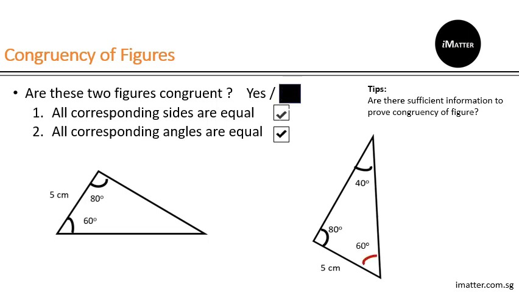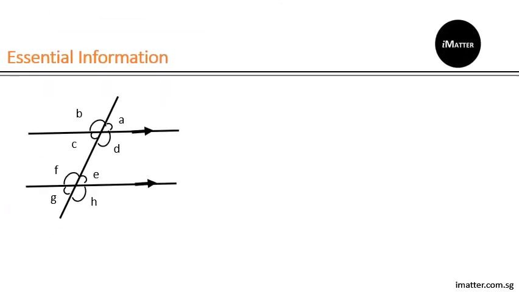Yes, you use the sum of angles in a triangle equal to 180 degrees to obtain this angle indicated in red, and you realize that these two figures are actually congruent. Therefore, point 1 and point 2 match. These are some essential information when it comes to proving similarity or congruence.